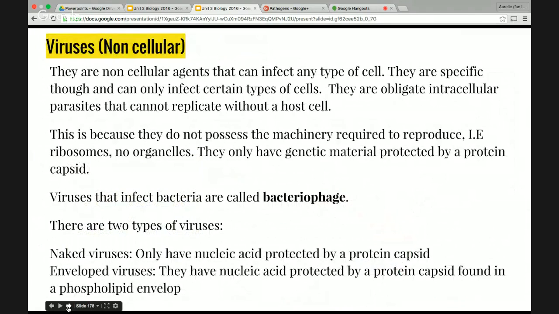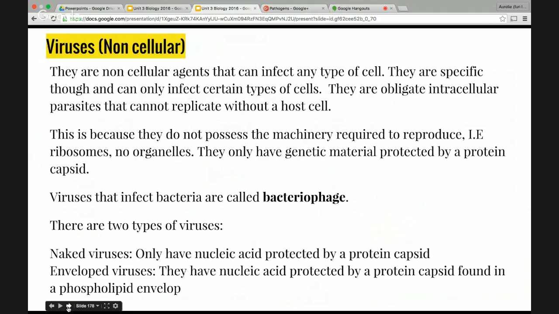Now we're moving on to the non-cellular pathogens. All the pathogens we've talked about before were cellular. Now we're moving on to non-cellular pathogens. The main one, the most common one that makes most people sick, are viruses. Viruses are non-cellular agents, and they can basically infect any type of cell. However, they are specific. They can only infect certain types of cell.